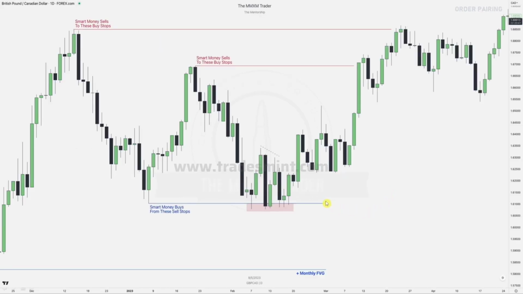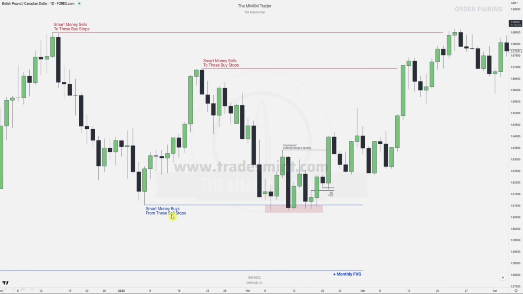So same chart again, British pound Canadian dollar, daily chart. Smart money accumulates long orders down here, pairing them up with willing sell stops. Where is the liquidity forming in this range? You can spot this failure swing up here. So this is engineered liquidity again. They will engineer this liquidity to run it up later. They're retracing back down lower, so this retracement is an opportunity to get into the marketplace and aim for this external range liquidity.